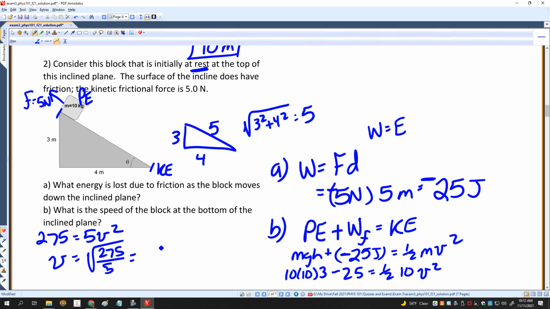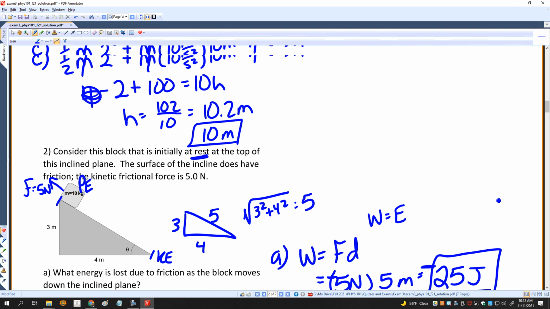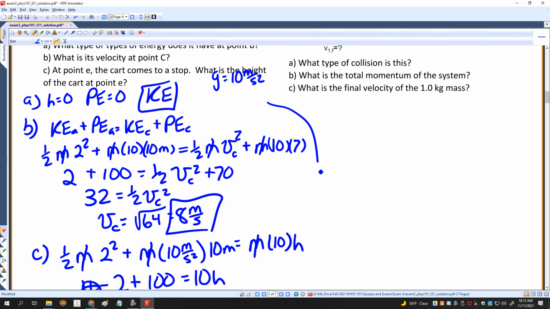I get 7.4. Yeah, keeping 266. 7.4 meters per second. So that's the right answer here: 25 joules and 7.4 meters per second. Now let's look at this next one here.